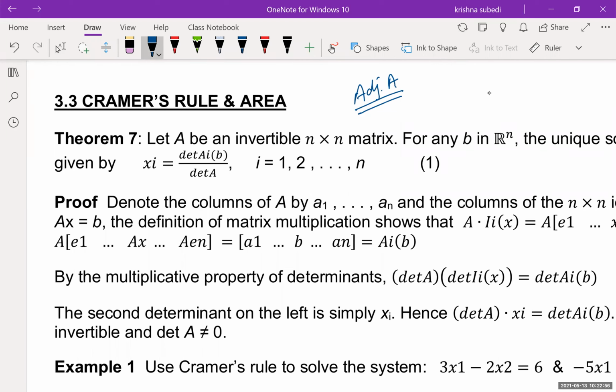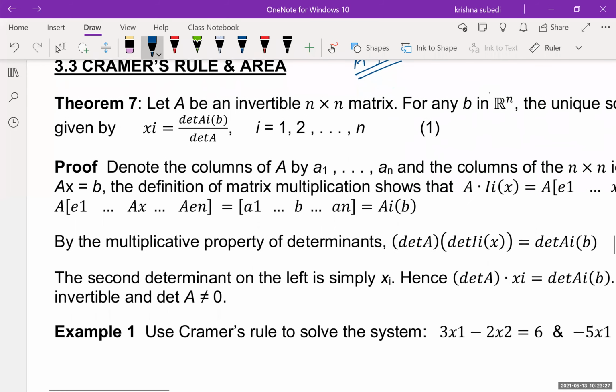And then we will learn how to use the determinant to find the area of a parallelogram or volume of a parallelepiped. These are the three concepts that we'll be talking about in this lesson, okay? Cramer's rule, adjoint matrix, and then finding area of a parallelogram or volume of a parallelepiped using the determinant.